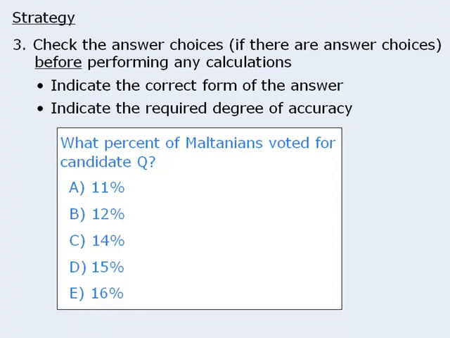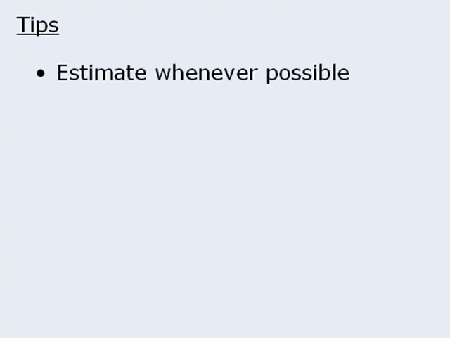Okay, so that's a general strategy for tackling data interpretation questions. Now let's examine some additional tips to consider. The first tip is estimate whenever possible. Remember that the GRE test makers are not interested in your ability to perform tedious calculations. And in most cases, the answer choices will allow for estimation and rounding. So don't automatically assume that you need to use the on-screen calculator for a question.